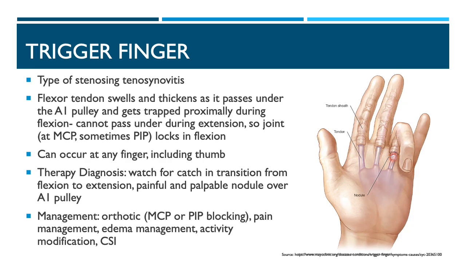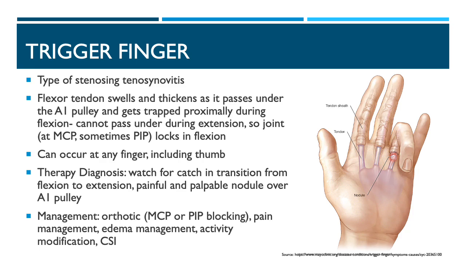So what you would see is that catch. It'd probably be painful, and there might even be a palpable nodule over the A1 pulley. So you'd want to palpate right over it, and if they say, yep, that's the spot, it's pretty likely to be trigger finger. There's not a ton of other things that it might be if it's just in that area. There could be something like a flexor synovitis or something else going on, but with that locking, that's a very clear sign of trigger finger.